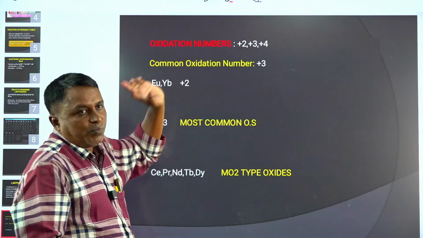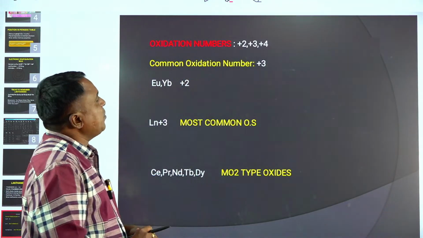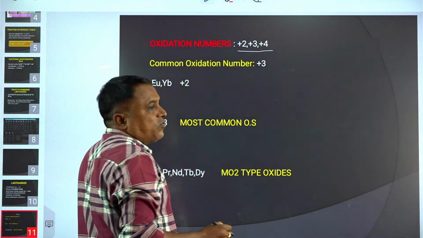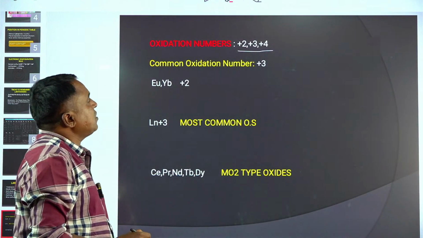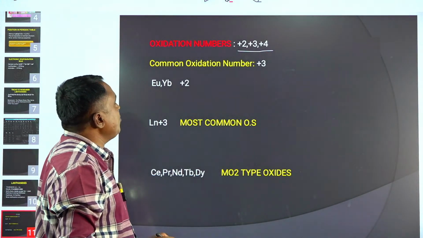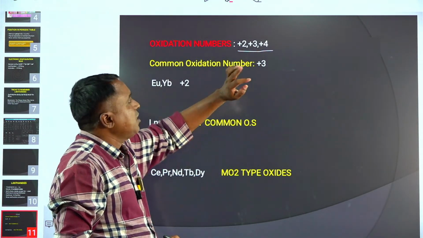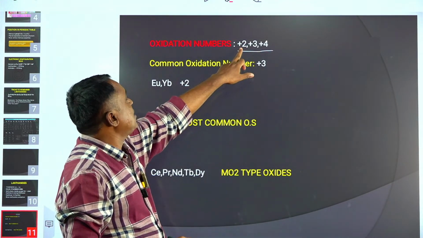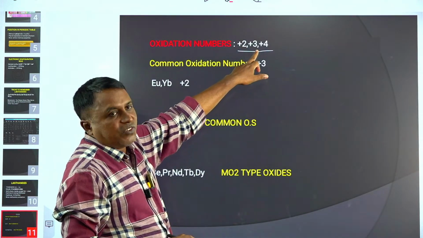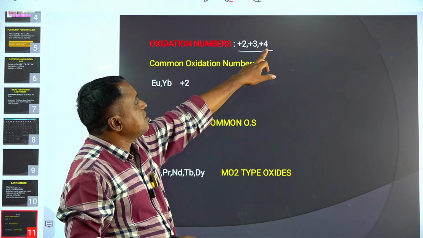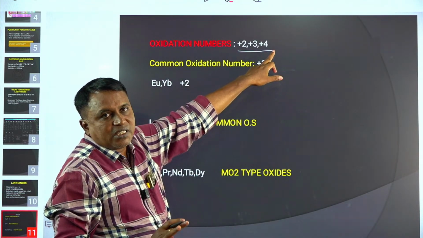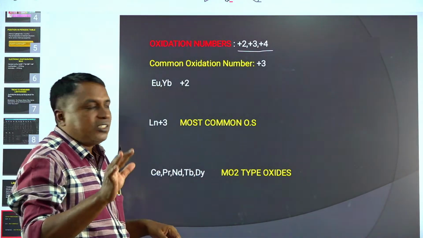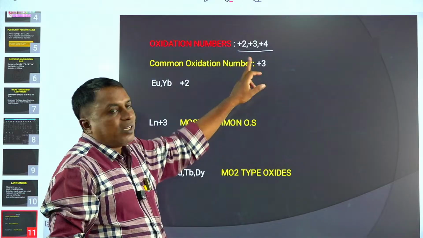So now let us discuss the oxidation numbers. Lanthanides generally exhibit three common oxidation states: +2, +3, +4. So how can you get this +2, +3, +4? By the loss of 2 electrons, they exhibit +2. By the loss of 3 electrons, they get the +3 oxidation state. By the loss of 4 electrons, they exhibit the +4 oxidation state.